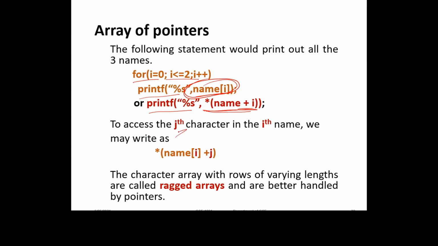So to access the jth character, जैसे 2 डायमेंशनल अरे में अभी हम कर रहे थे, p फर्स्ट रो, p प्लस i, ith रो प्लस j, ith रो jth एलिमेंट एड्रेस और स्टार उसकी वैल्यू. ऐसे ही यहाँ पे नेम i, ith रो, jth character और उसकी वैल्यू. So these character arrays with rows of varying length of strings are known as ragged arrays and are better handled by pointers. Separately, we can access each and every character in these particular strings.